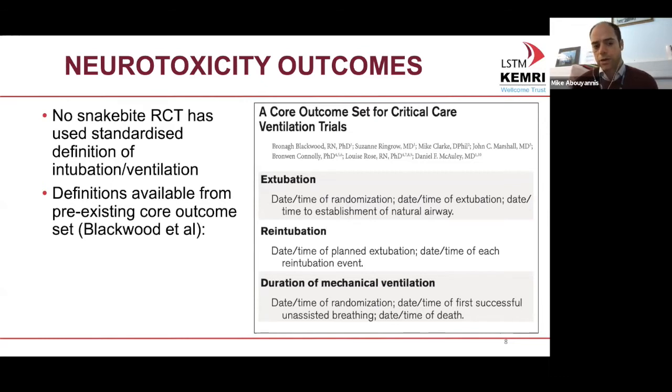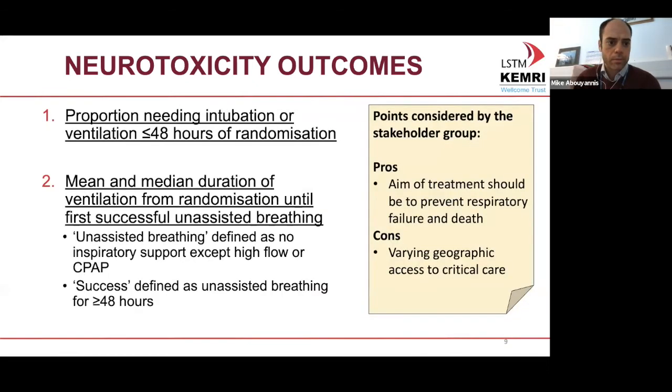And thankfully, a core outcome set is available from a critical care group who developed this core outcome set for ventilation trials. And so we've adapted this. And this is the core outcome measure. So there's 2. The first is proportion needing intubation or ventilation within 48 hours of randomization. And the second is the mean and median duration of ventilation from randomization until first successful unassisted breathing.